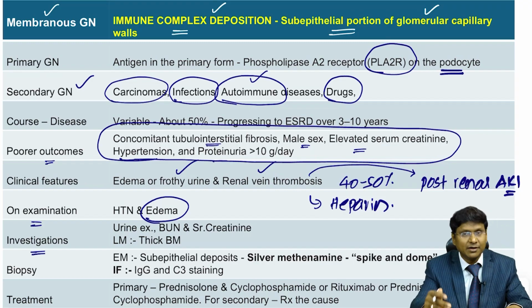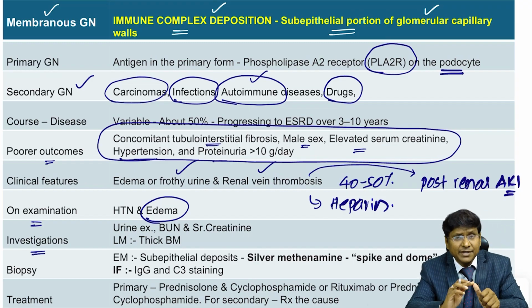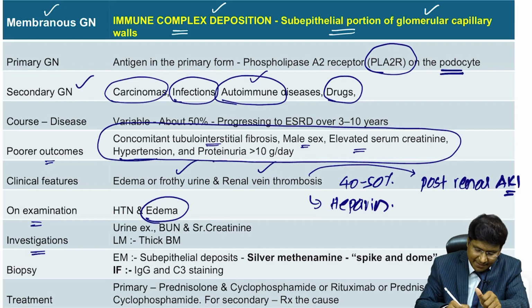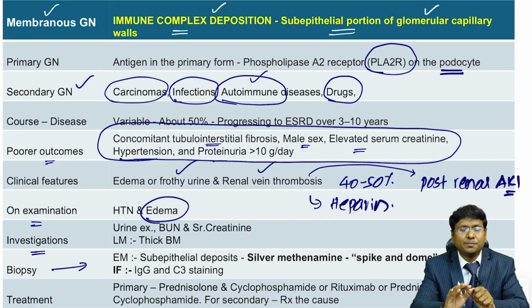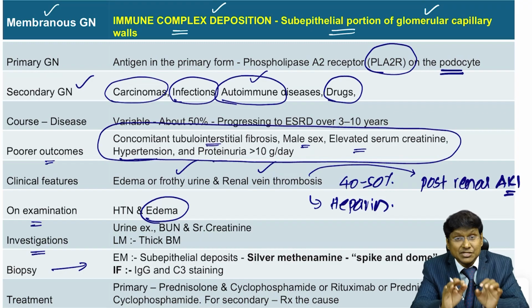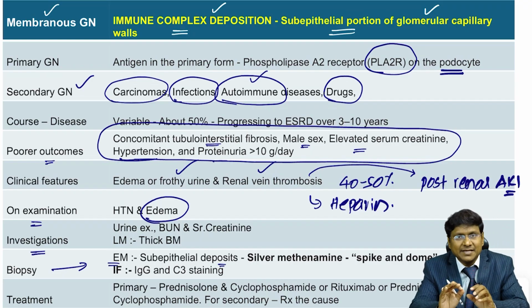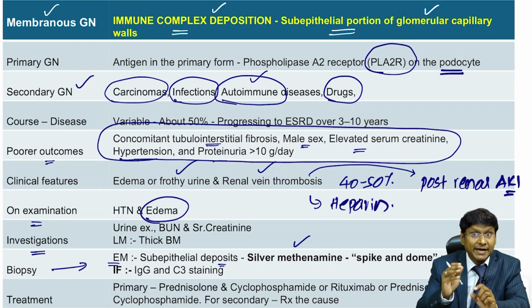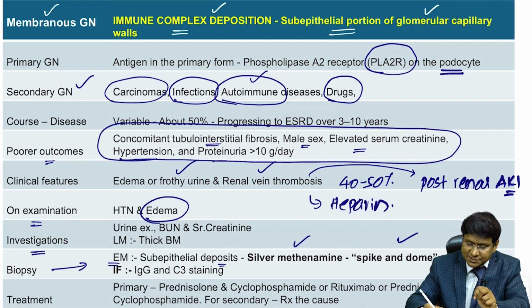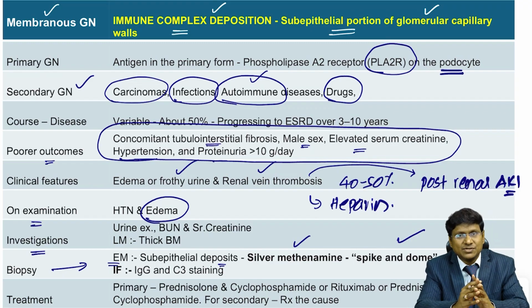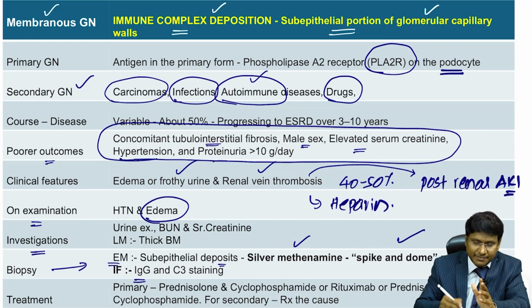And next is, upon the workup, you will notice that blood urea nitrogen and serum creatinine are elevated, and biopsy is the investigation of choice. Light microscopy will show you that there is thickening of the basement membrane, and that is due to subepithelial accumulation of the immune complexes. And the electron microscopy will show you subepithelial deposition, and these subepithelial deposits can be made out by silver methenamine stain. With silver methenamine stain and electron microscopy, you will notice that there is a spike and dome pattern in case of membranous glomerulonephritis. And immunofluorescent microscopy will show you that there is IgG and as well as C3 upon staining.